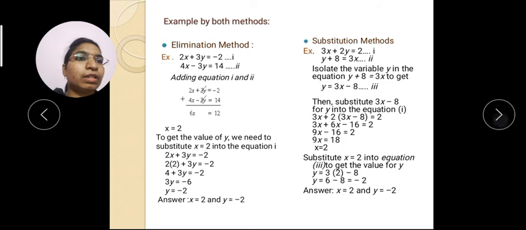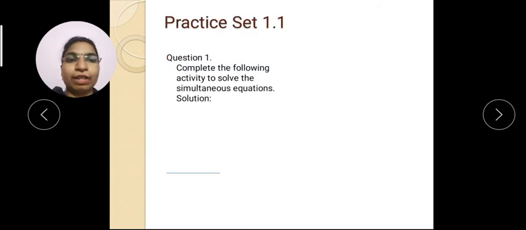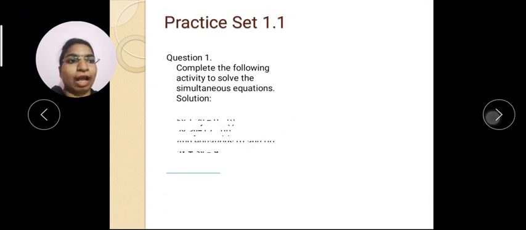Now, just see the first exercise, question number 1.1. Complete the activity to solve the simultaneous equation. Students, listen. Last year also I explained to you about the activity. When activity questions are there, making boxes is compulsory. Just fill the box, but drawing the boxes is compulsory. If you complete the activity without drawing the box, you will not get a single mark. This is the board rule. Again and again I am repeating.